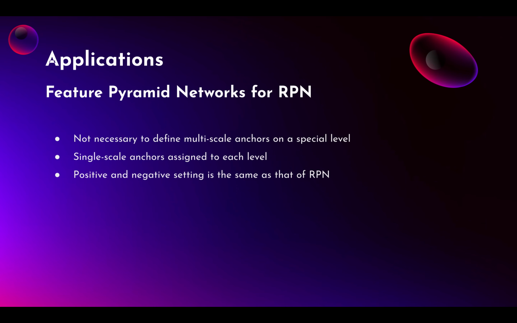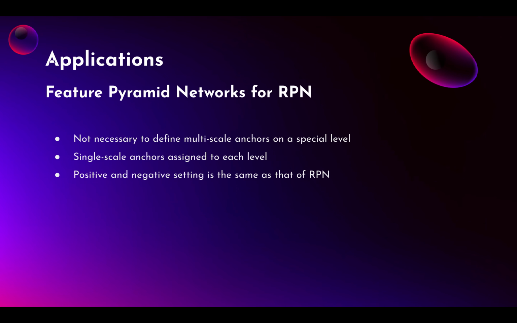There are two main applications of FPN. The first is using FPN for RPN. The RPN generates anchors on the feature map for object detection. Each feature map generated by FPN is followed by one 3x3 convolutional layer and two 1x1 convolutional layers, which is defined as a network head. Since pyramids have the skew information, it is not necessary to have multi-skew anchors on the particular level. Therefore, anchors of the single skew are assigned to each level.